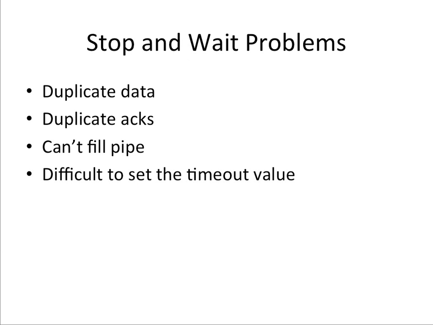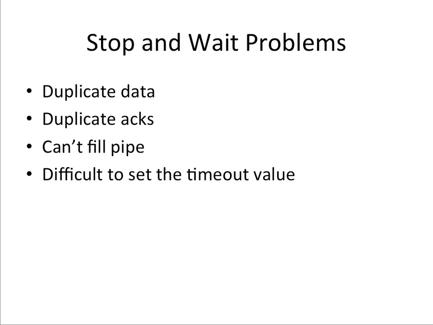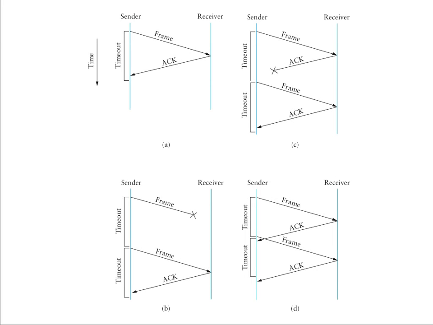Here are some of the problems with stop and wait protocols. You might end up sending duplicate data. Let's look at scenario C again. The receiver actually received 2 copies of the same data. So that's one of the problems. You might have duplicate ACKs, right? When might you have duplicate ACKs? That's an interesting scenario, and that figures prominently in how TCP congestion control works.